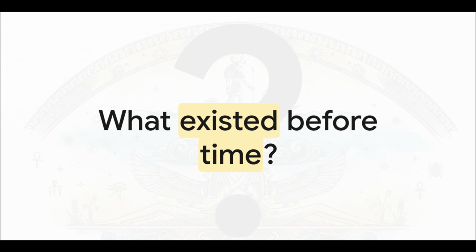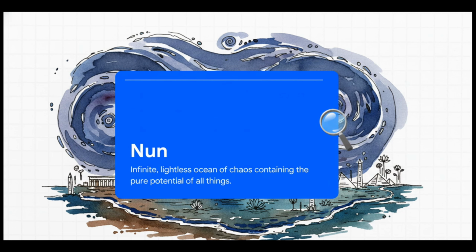And this brings us to our first really crucial concept, Nun. Now, Nun wasn't just your ordinary water you could go take a swim in. It was an infinite, lightless ocean of absolute chaos. But more importantly than that, it was pure, unadulterated potential. It held the raw, swirling mixture of literally everything before it was ever separated out into earth or sky or life.